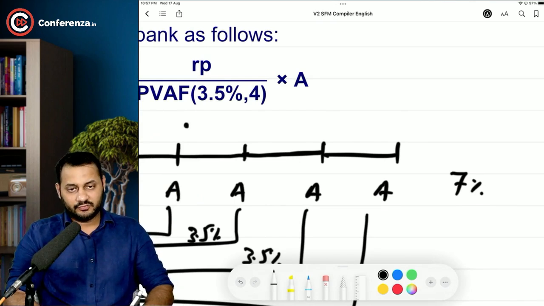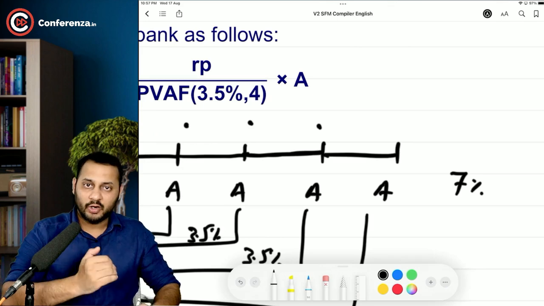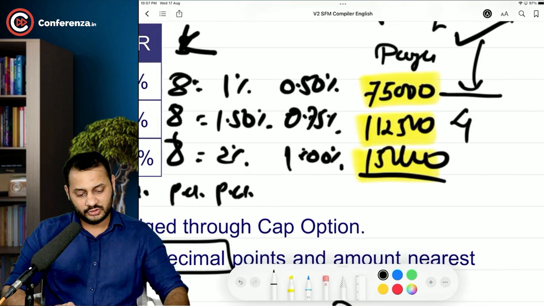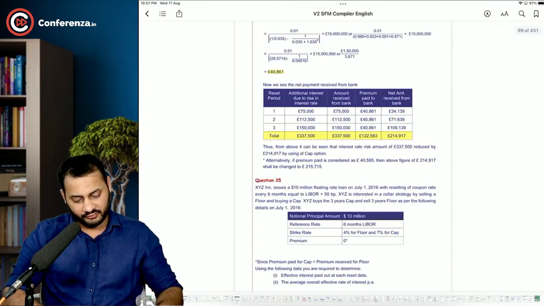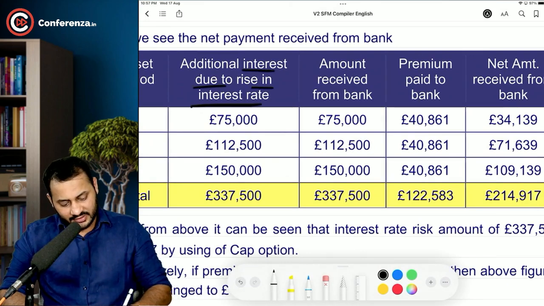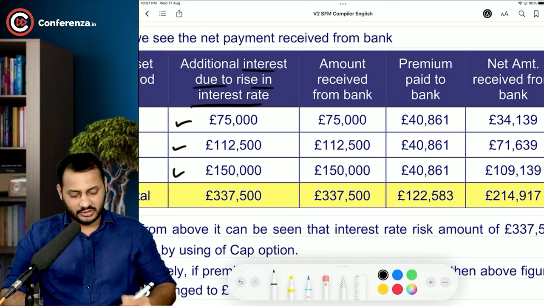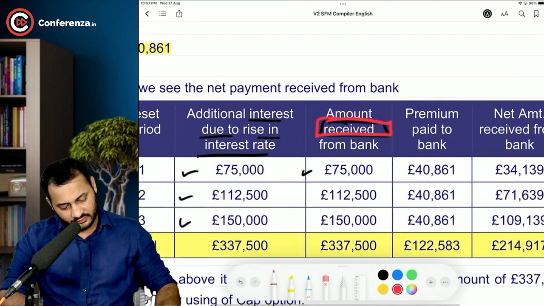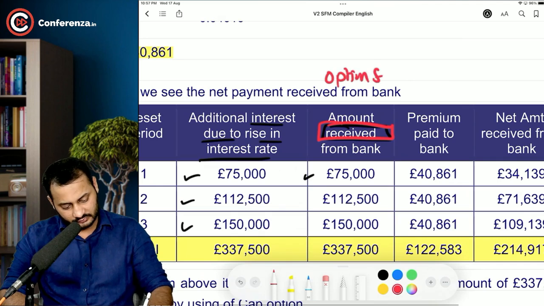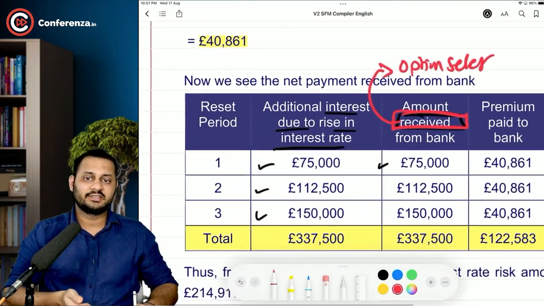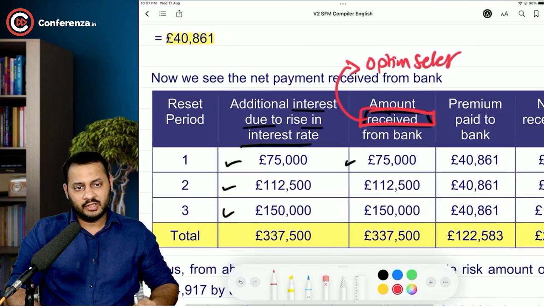So 40,837, 40,837 and 40,837 will be an outflow, and this 75, 112 and 150 is an inflow. So the last table to compare with every figure is this. Understand. Additional interest due to rise in interest rate. You paid an additional amount of this much and you will receive an amount from the bank. What are you going to call it? You will say amount received from option seller, because the interest rate has gone beyond the limit.